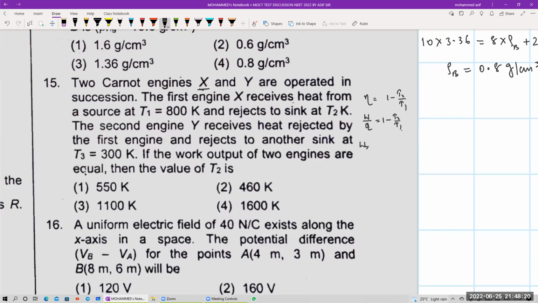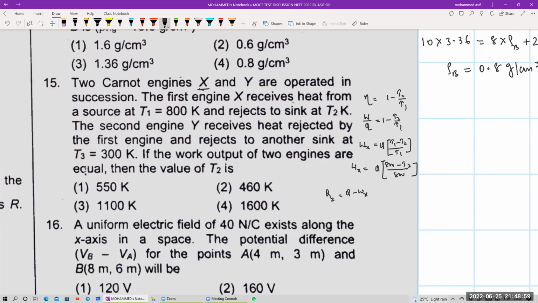Work done by engine X will be equal to Q into, this can be written as, T1 minus T2 divided by T1. So W of X equals Q into, T1 is given as how much? 800 Kelvin in the problem. 800 minus T2 divided by 800, isn't it? So heat rejected by X. Now see, the problem is that it is rejected to the sink at T2. That means Q2 will be equal to Q minus W of X.